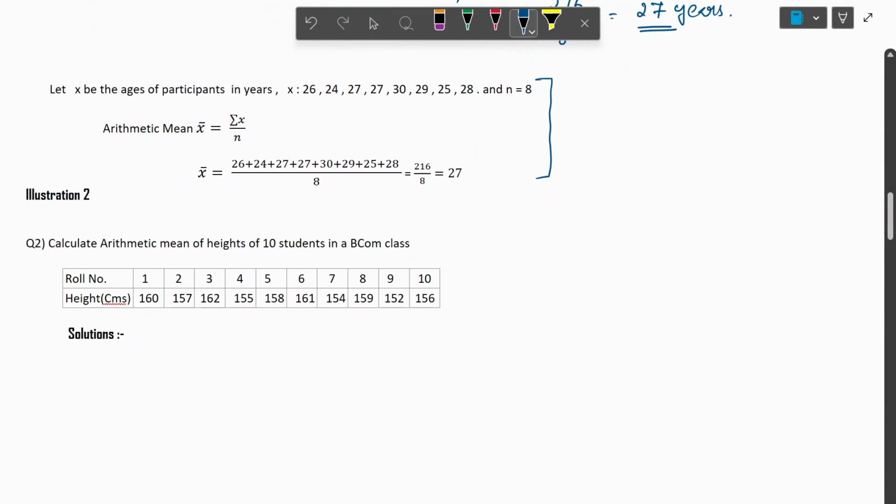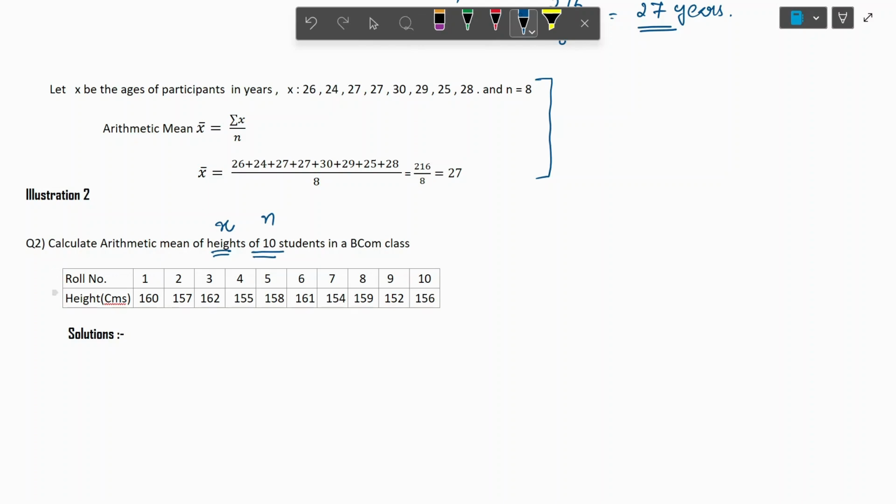That is question number 2. Here the question is given in different format. Calculate the arithmetic mean of height of 10 students. It is written that 10 students. That means it's automatically n equal to 10. And heights of the students. That means height is your x. It's in a BCom class.